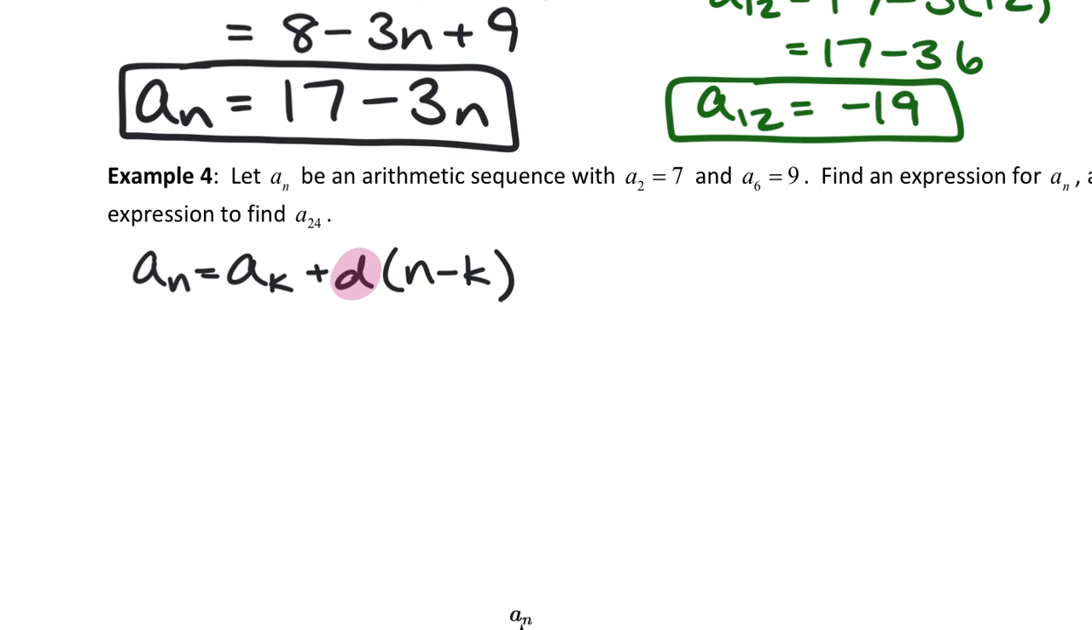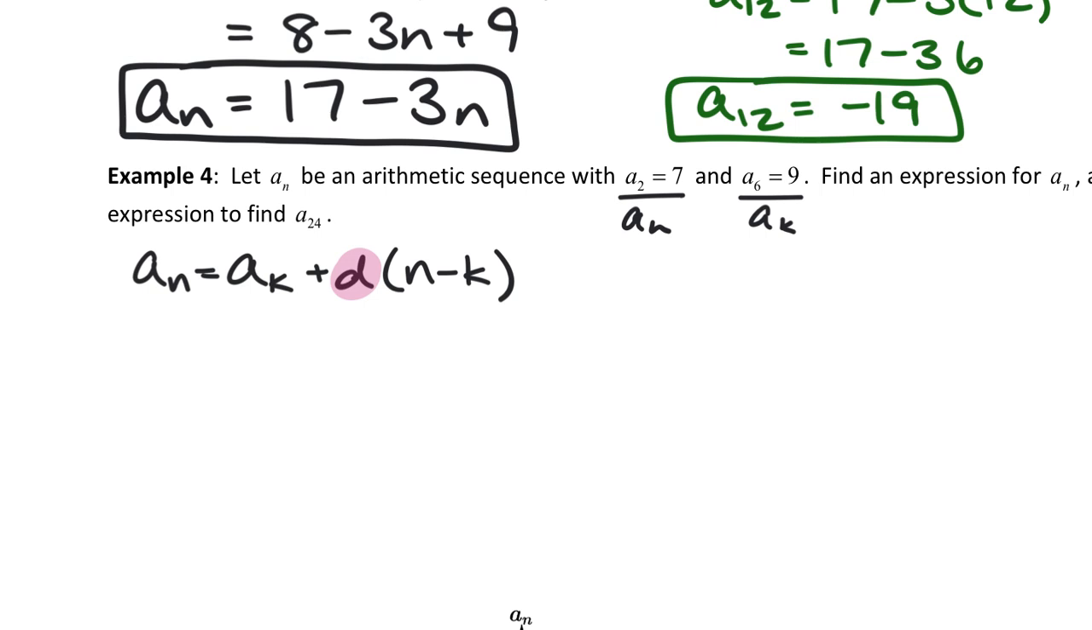And I have 2 coordinate points technically from the information that was given. If I was given a sub 2 equal to 7 and a sub 6 equal to 9, I can plug those things in as a sub k and as a sub n. I just wrote that backwards. A sub n and a sub k.